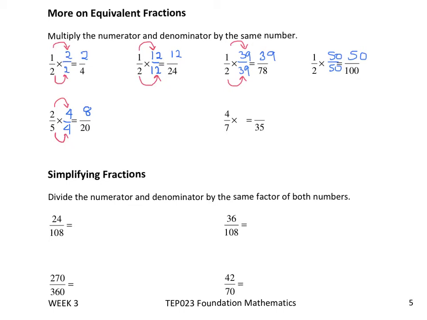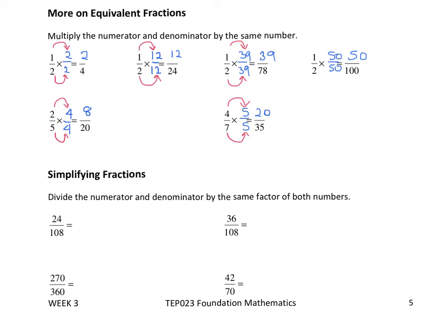8/20. The next one, 4/7, we want to make it an equivalent fraction out of 35. What do you do to 7 to turn it into 35? You multiply it by 5. So multiply numerator and denominator by 5. 5 times 7 is 35. 4 times 5 is 20. So our equivalent fraction is 20 out of 35.